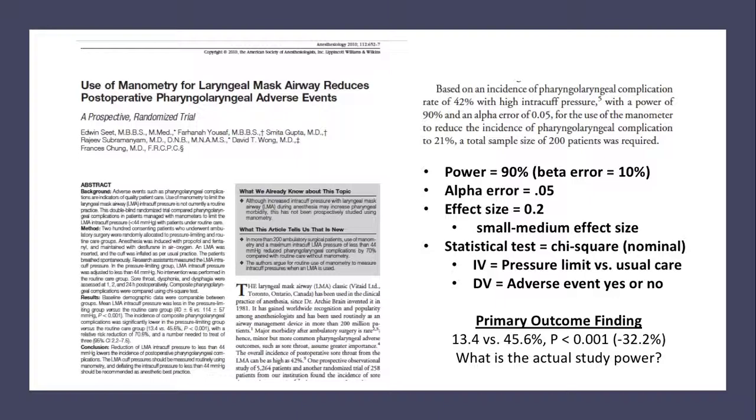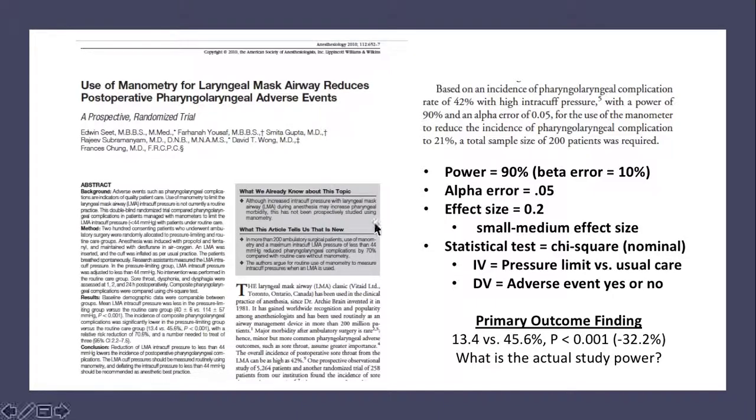So this was a study entitled "Use of Manometry for LMA Airway Reduces Post-Op Pharyngeal Laryngeal Adverse Events." Basically, a composite of sore throat, dysphonia, and dysphagia was the outcome that they chose to examine. And what they were looking at was the incidence or the rate of adverse events between patients who were randomized to have a manometer adjust their cuff pressure or not, just usual standard of care.